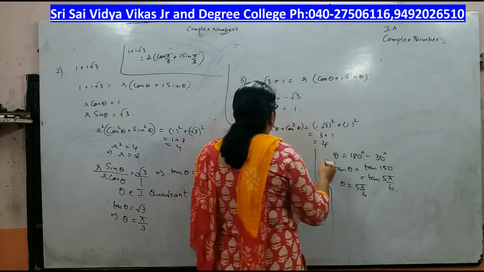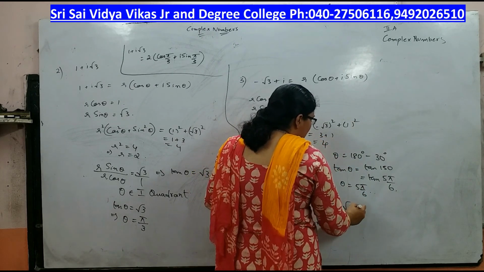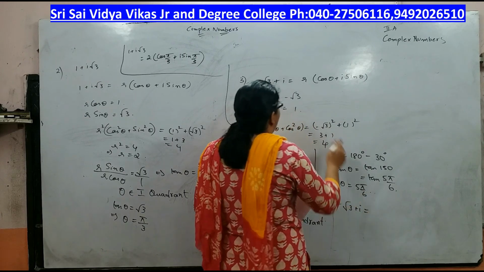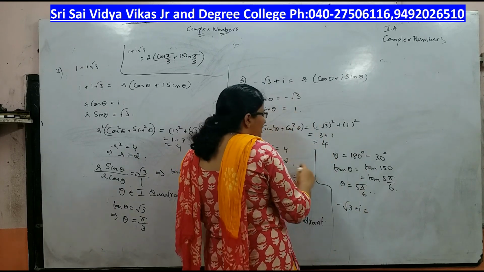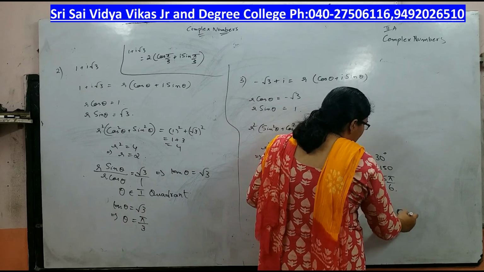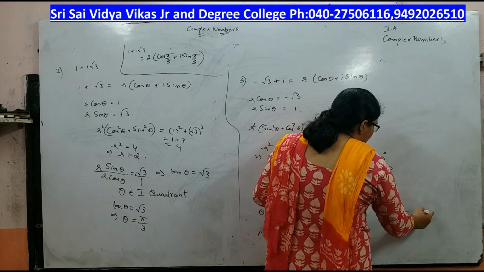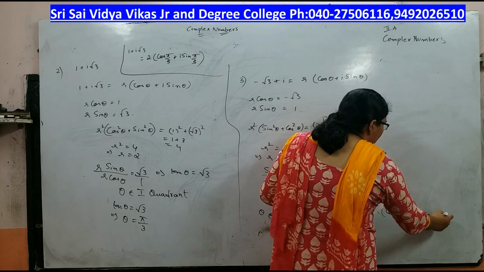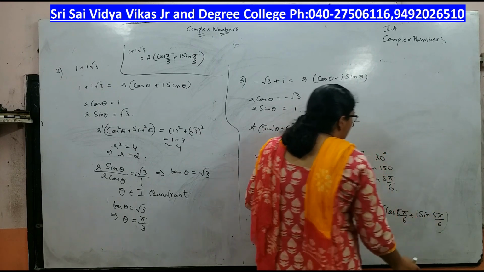So what do you have here? Minus root 3 plus i is equal to, the r value is 2, so you write it as 2 into cos 5 pi by 6 plus i sin 5 pi by 6. This is the third problem.